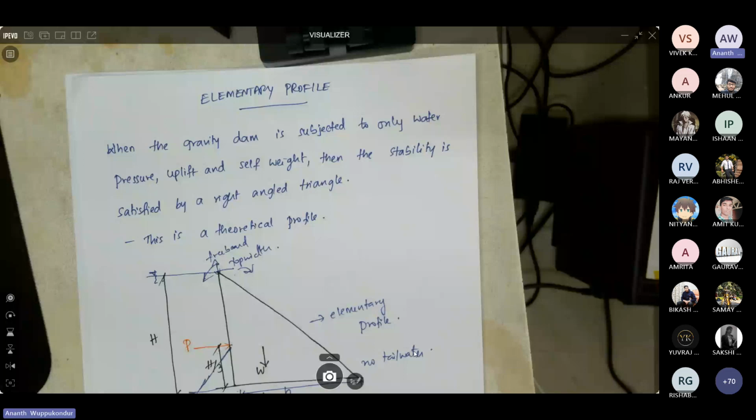In the next class, we are going to start earthen dams. And once we finish earthen dams, we also have to cover spillways, types of spillways. So that's all for today's class. Any questions on this so far?